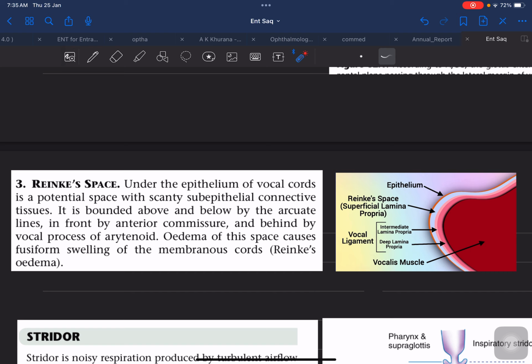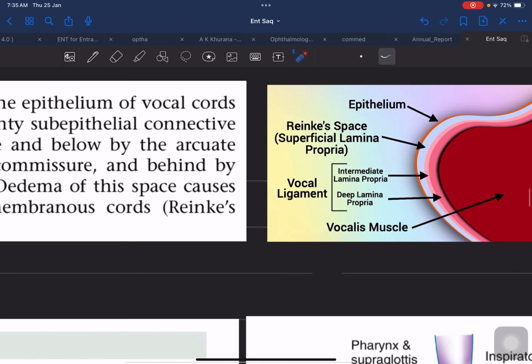Now edema within this space causes fusiform swelling of the membranous cord, and that is Reinke's edema. And this is also one of the most popular questions. So we are clear about Reinke's space.